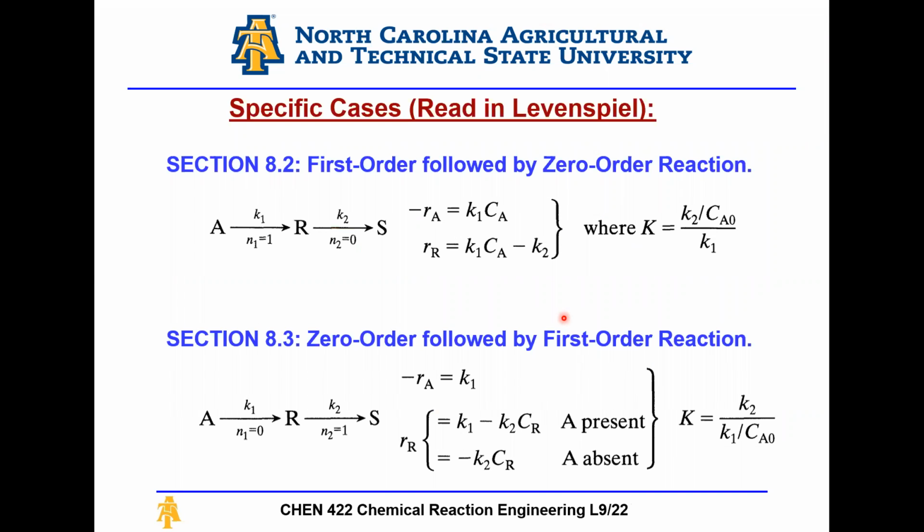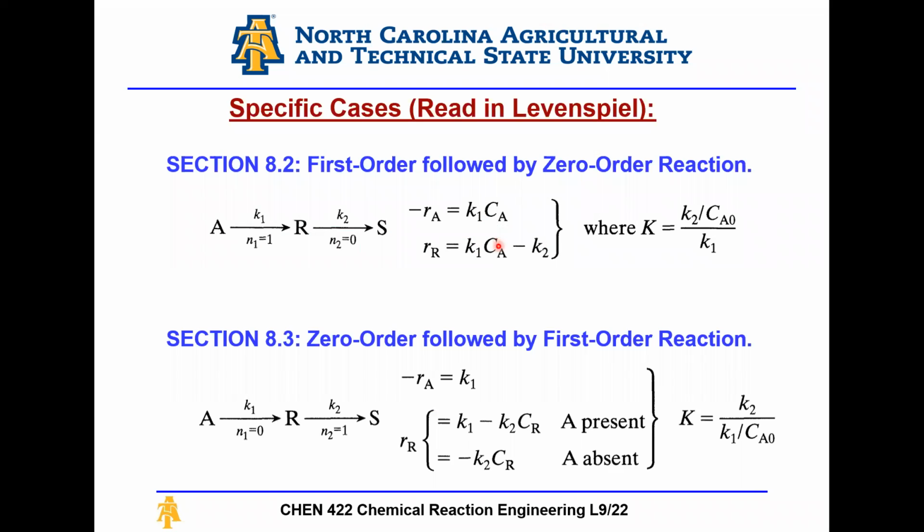And then there are some specific cases. I highly recommend you read them in Levenspiel section 8.2 for when you have a first order followed by a zero order reaction. Basically K1, A goes to R. It's a first order reaction, then R goes to S. This is a zero order reaction.